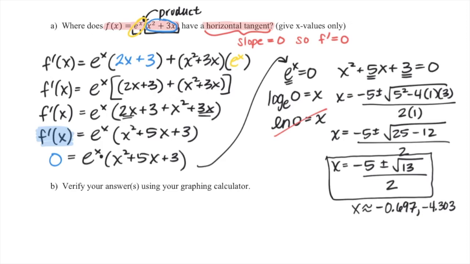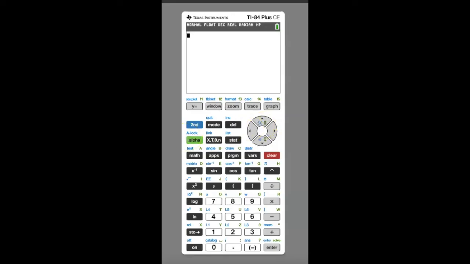So now let's go to our graphing calculator. Let's actually graph this curve, and let's see if these answers seem to be accurate. Let's verify if our answers are correct. So we will start by graphing our function, which was e to the x power times the quantity x squared plus 3x. Let's go ahead and start with a standard viewing window. So zoom number 6. And there's our function.